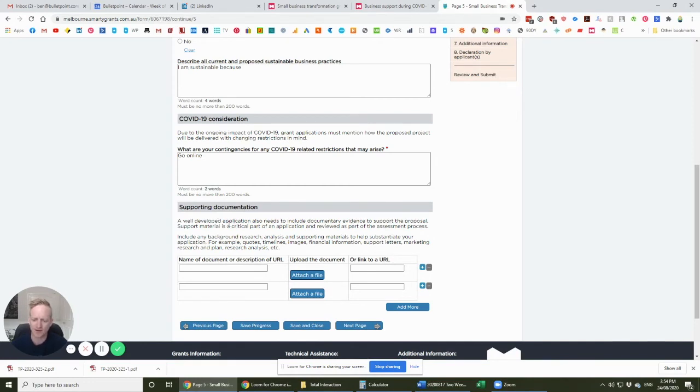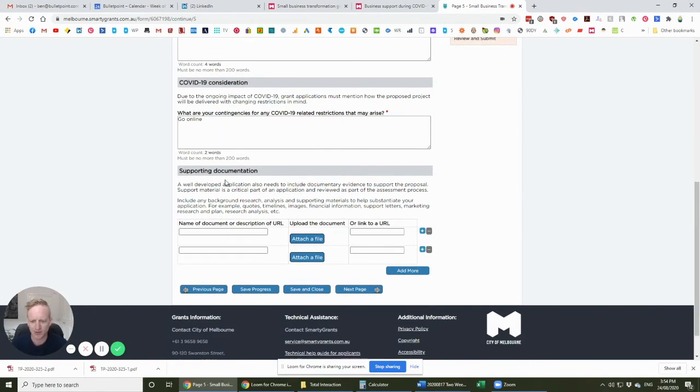You might need to provide the exact specification so you can get a quick turnaround time. So tell them that they may not be bound to provide the service exactly as detailed, but it's important you get a quote in for this application. Once again, you're de-risking the process. You look like you are ready and committed to undertake this project. So put as many documents as you can in. And we've got here quotes, timelines, images, financial information, supporting letters, marketing research. So as many of those as possible to show you have done your research.